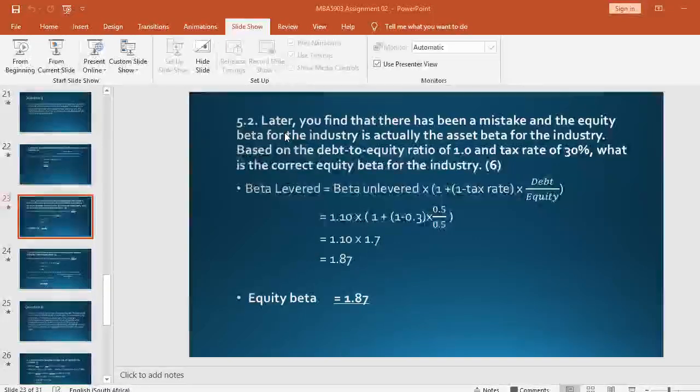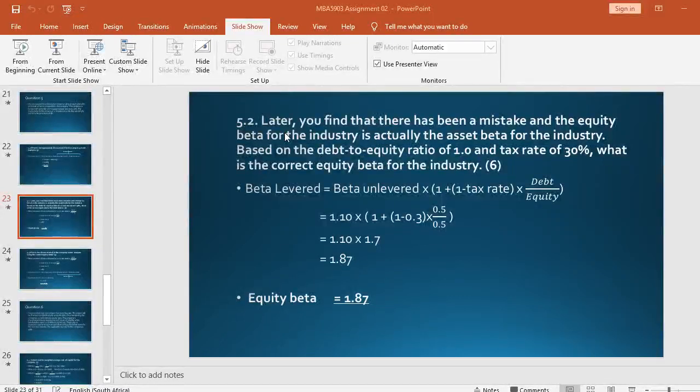Remember, the beta that you always need to focus on is the equity beta, and that's the one that you actually need to put into that formula. So in 5.1, we were covered because there was no mistake yet. But in 5.2, there is a mistake. What they thought was an equity beta is the asset beta. So now we need to convert that asset beta into an equity beta, and that's how you convert it. That formula there: beta levered is equal to beta unlevered multiplied by 1 plus 1 minus tax rate. The tax rate will always be given to you. The debt to equity ratio will also always be given to you.